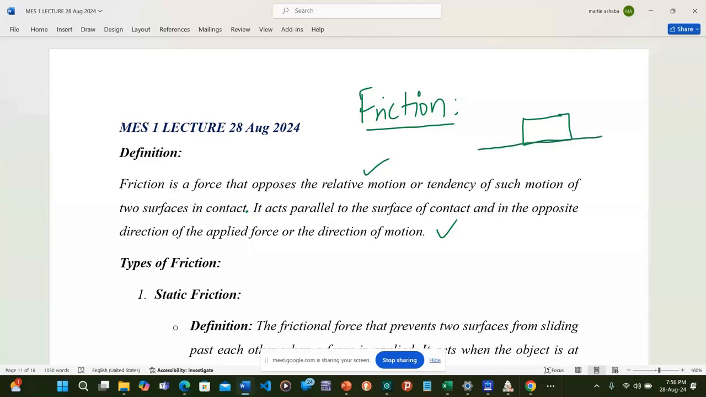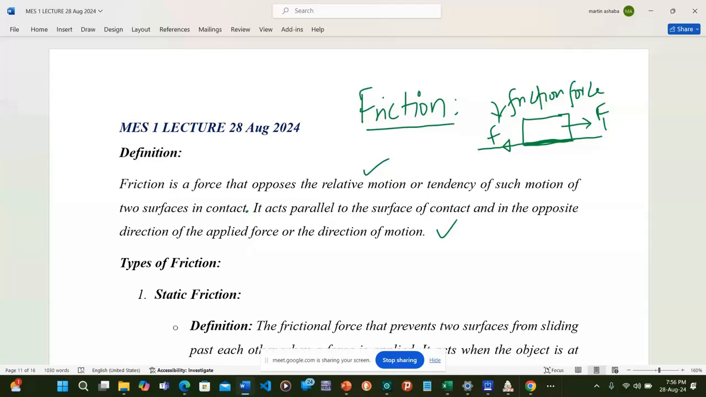So if you have this body being pulled by a force maybe F1, then if it is on a rough surface, friction takes place on a rough surface. So this rough surface will tend to oppose the motion of this body. And we can call this F, which is the friction force. So it is a force that opposes the relative motion or tendency of such motion of two surfaces in contact.